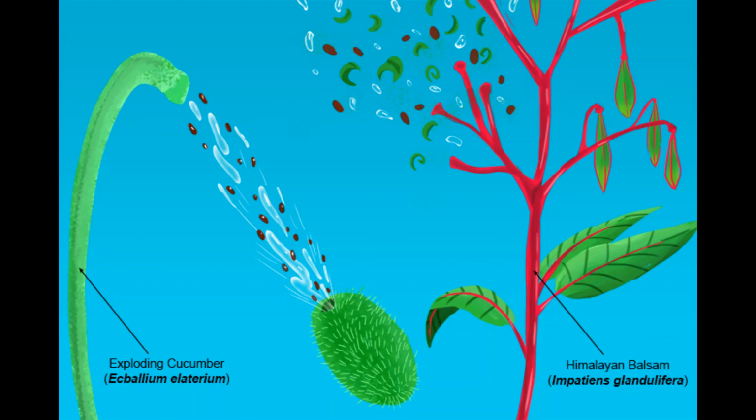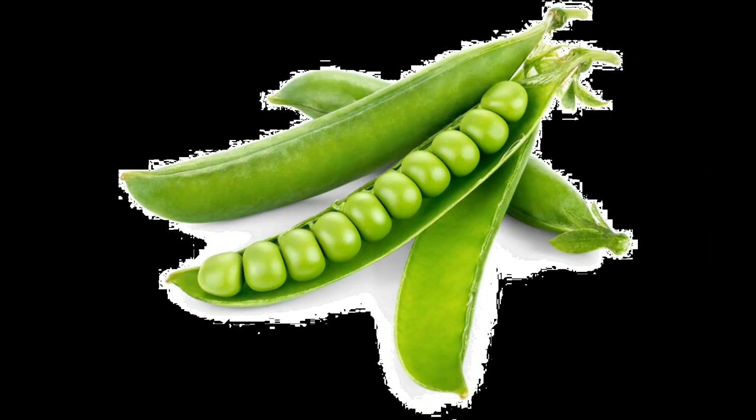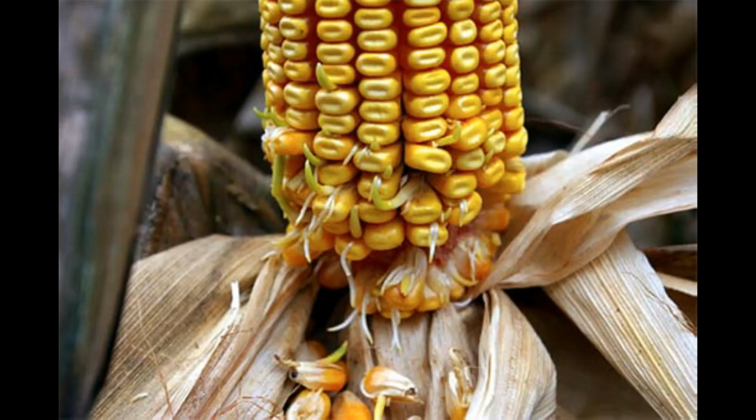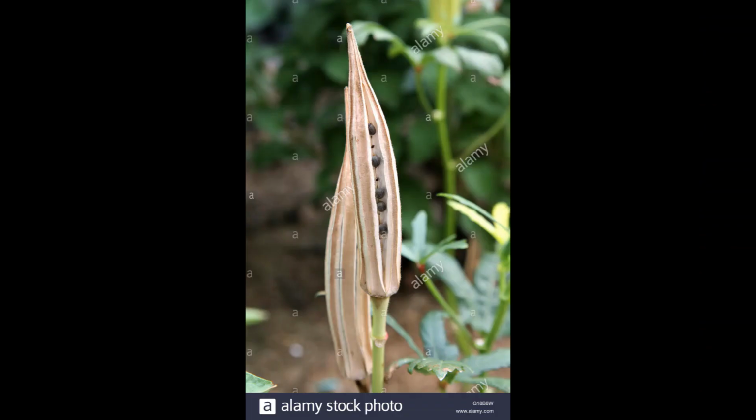Fruits of pea, bean, custard, lady's finger, these disperse the seeds by explosion. When they ripen, when they are in a ripe condition, the fruits of these plants burst. After going dry, they burst open with great force, throwing the seeds out. They are carried several feet away from the parent plant.